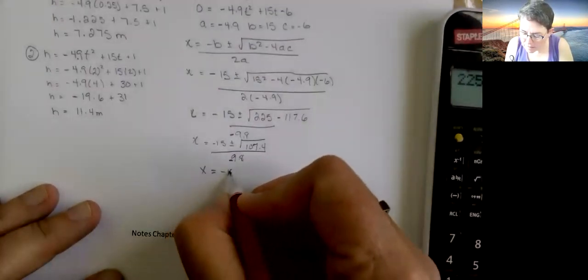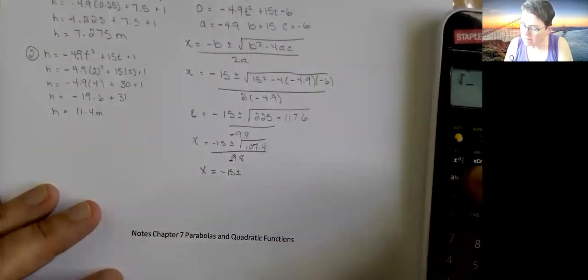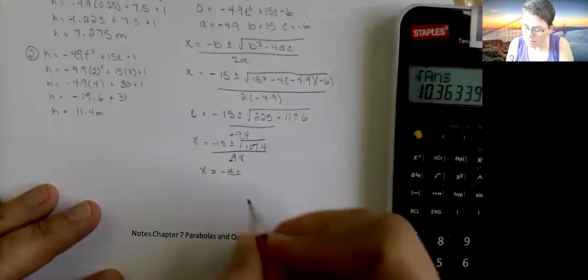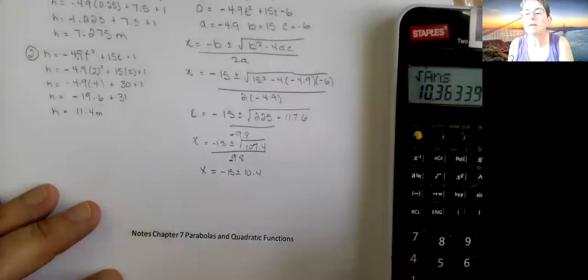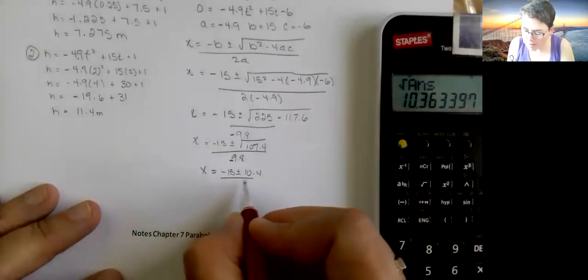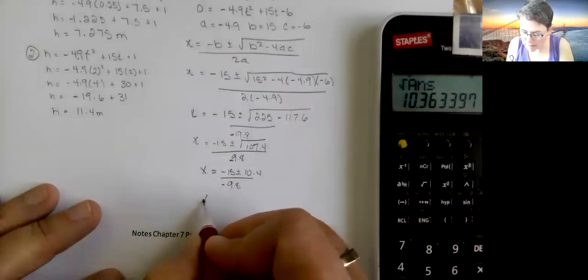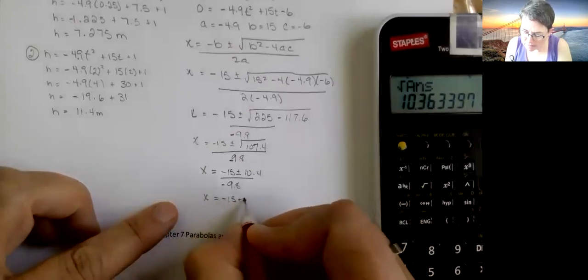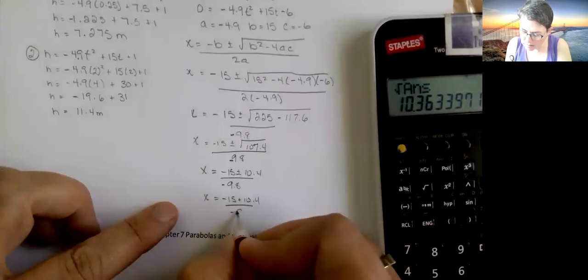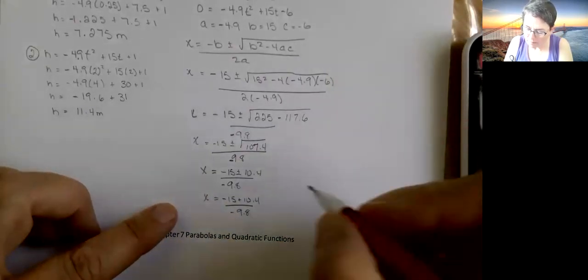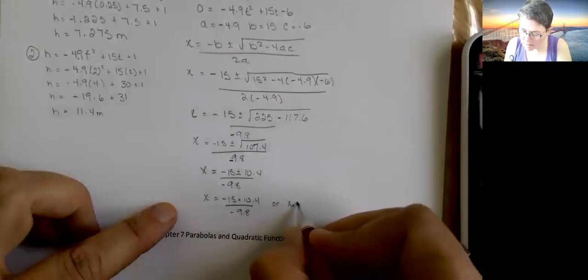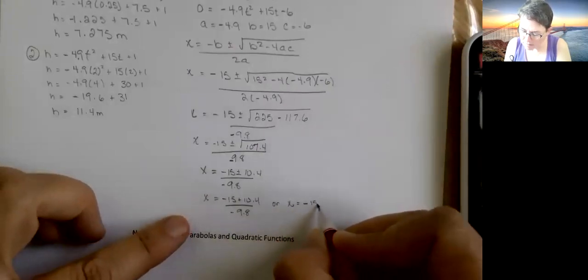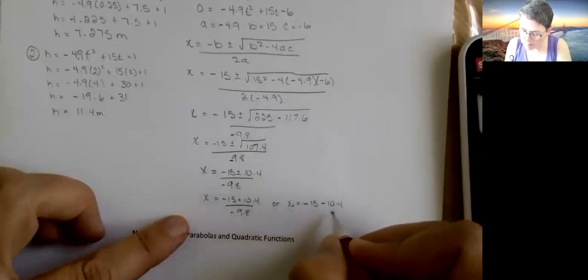That's going to be minus 15 plus or minus. Now I'll take the square root. Let's go 10.4. It's 10.36 over 9.8. It's negative. So x is equal to minus 15 plus 10.4 over negative 9.8, or x is equal to minus 15 minus 10.4 over negative 9.8.